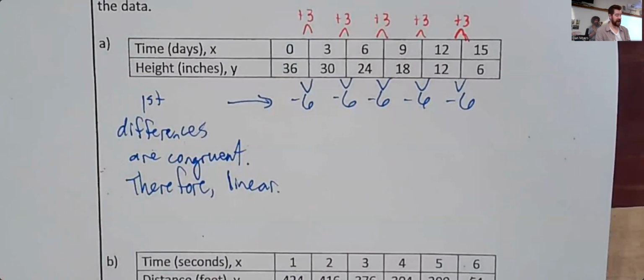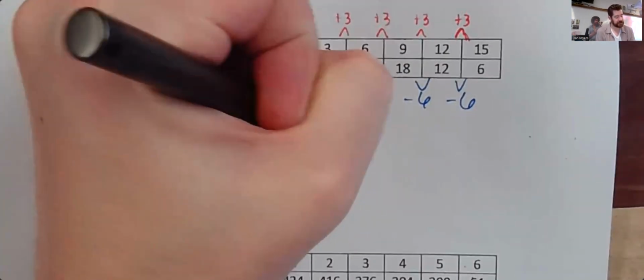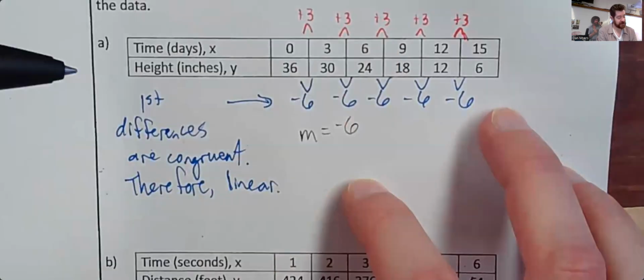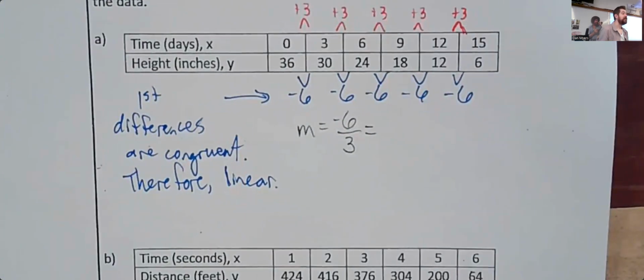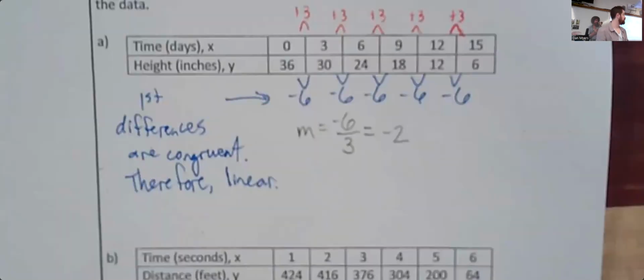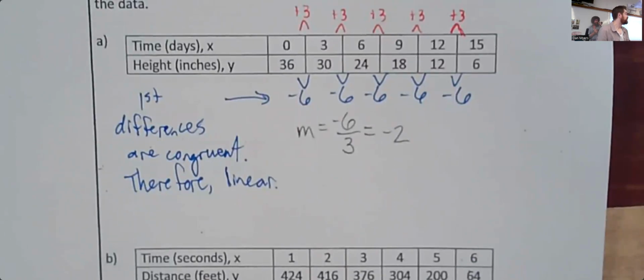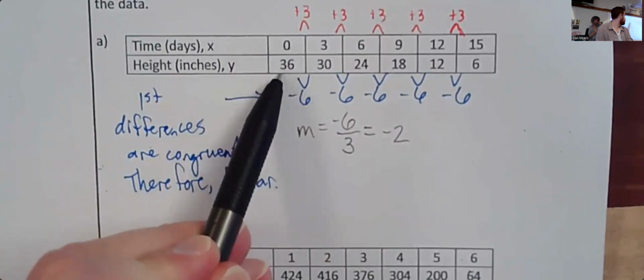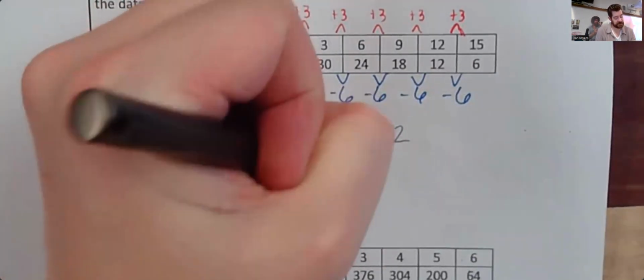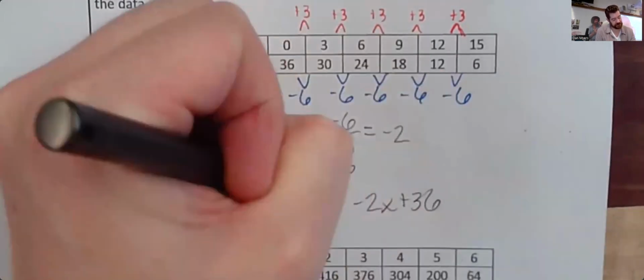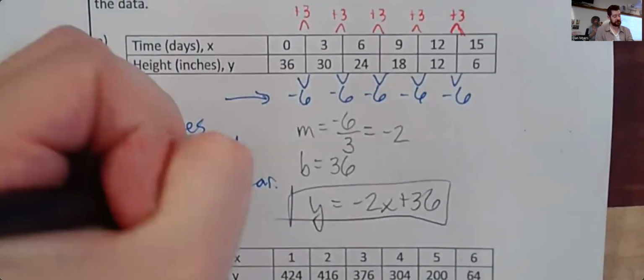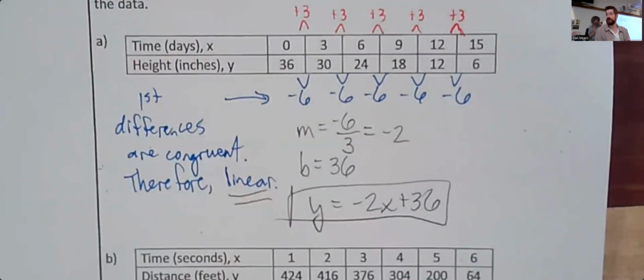So we can actually just say m is equal to the change in y, -6, over the change in x, which is 3. What's -6 divided by 3? -2. So the slope is -2. And the y-intercept is whenever x is equal to 0, which is here. So the y-intercept is 36. So b equals 36, which means we have y equals -2x plus 36. So we got linear, and we have an equation of y equals -2x plus 36.